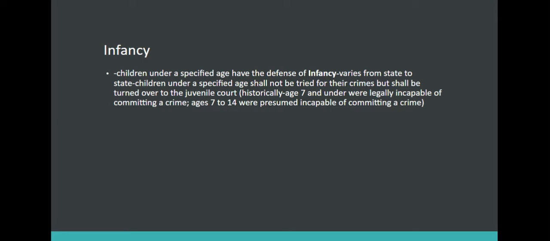Ages 7 to 14 were presumed incapable of committing a crime, but if it was shown that they knew that the act was wrong and they had the intent to do it, it is possible they could be charged with a crime and be sent to juvenile court. Okay?